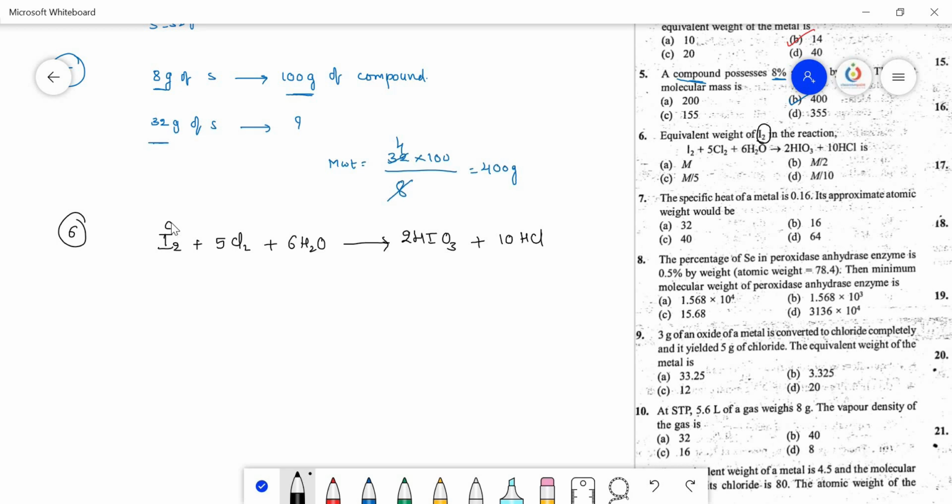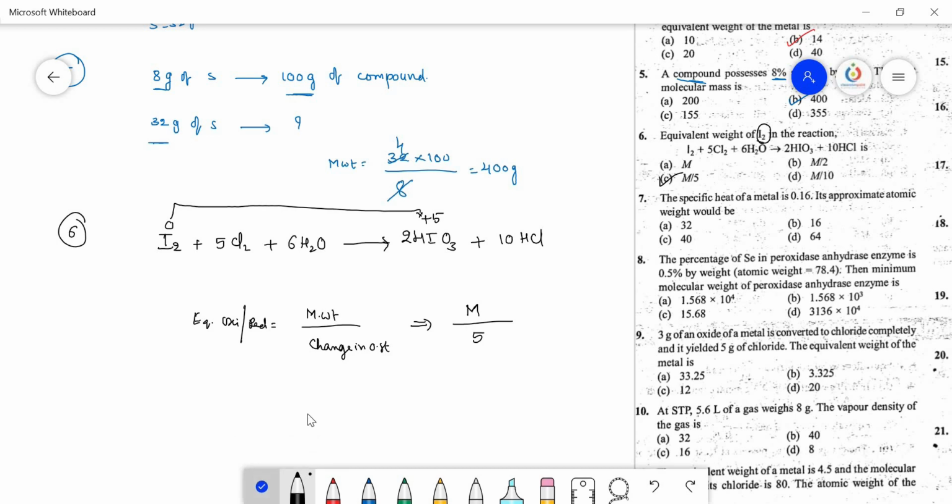So the iodine oxidation state is 0 here. Here it is plus 5. So the difference in oxidation state is 5. So in redox reactions, equivalent weight can be calculated as the equivalent weight of either the oxidizing agent or the reducing agent equals its molecular weight divided by the change in oxidation state. So they did not give the molecular weight, they simply gave the numerator as M. Let us take the molecular mass as M, and the difference in oxidation state is 5. So the answer is M divided by 5. Option C is correct.